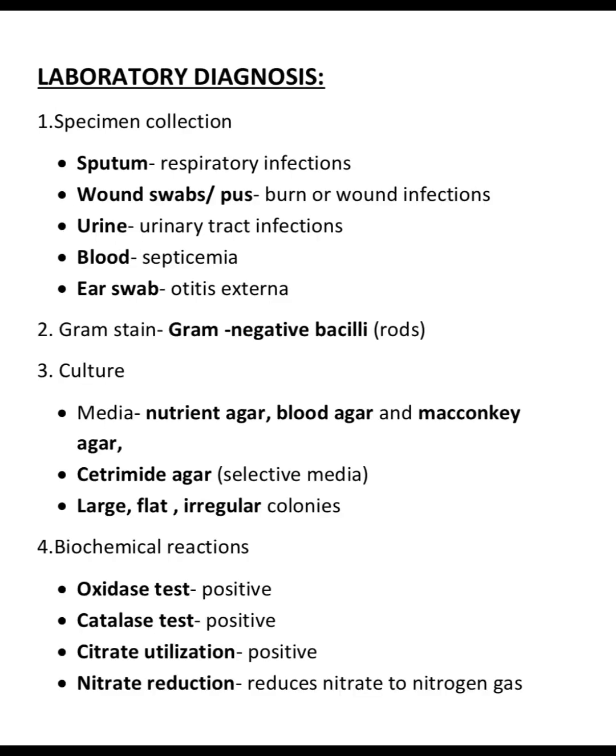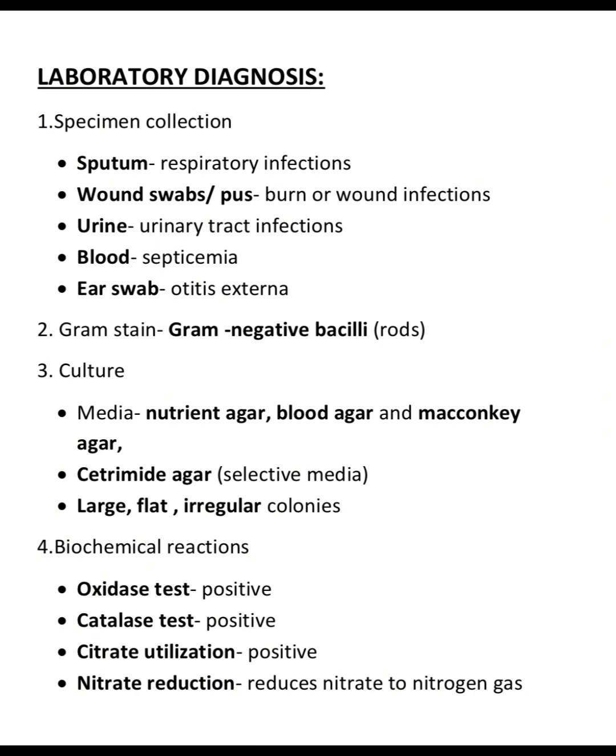Laboratory diagnosis of Pseudomonas aeruginosa. Specimen collection. The specimen collection depends upon the site of infection. Sputum is collected in case of respiratory infections. Wound swabs or pus for burn or wound infections. Urine for urinary tract infections. Blood in case of septicemia, and ear swab is done for otitis externa.